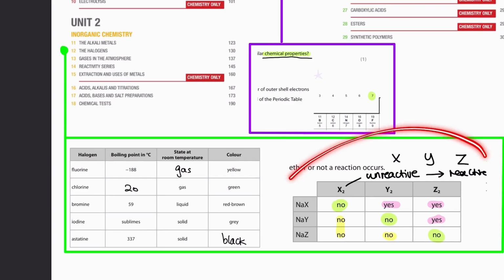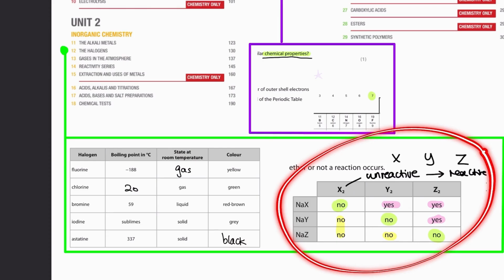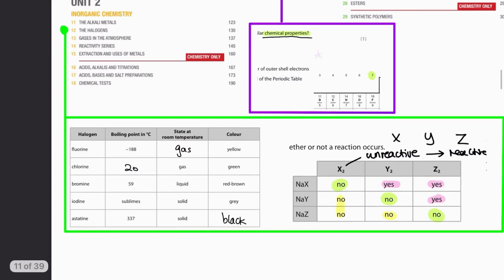And then finally, the reactivity of the halogens. And this table is very important. I've put it here in different colors because they tell you different things. The green color means there's no reaction because it will not displace itself. So X will not displace X, Y will not displace Y, and Z will not displace Z. That's what the green no means.